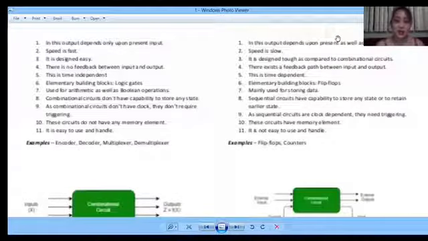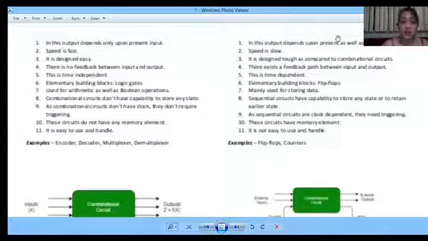Hi, so we will discuss today the sequential circuits. So I have here a comparison between the combinational circuit and the sequential circuit. In this, output depends only upon the present input. Speed is fast. It is designed easy. There is no feedback between the input and the output. This is time independent.